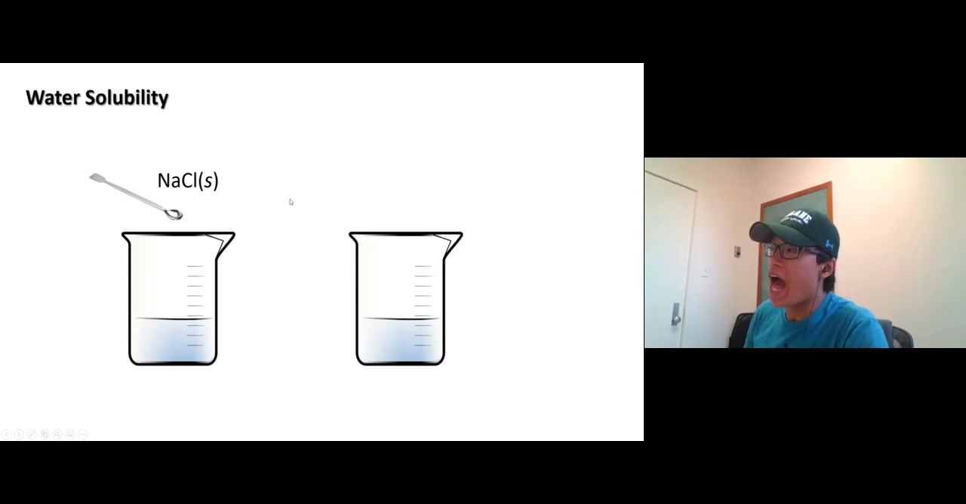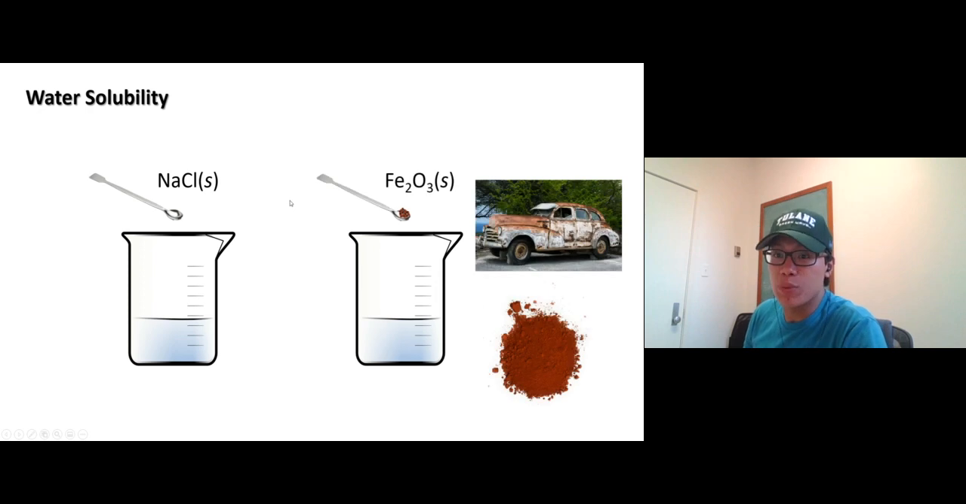Now, if I have iron(III) oxide, which is rust, and rust looks like that, and I drop it into water, what happens to it? Does it disappear too? No, it stays. So it's not dissolved. Now we have a solid like sodium chloride that dissolves in water, and a solid like rust, which is insoluble in water.